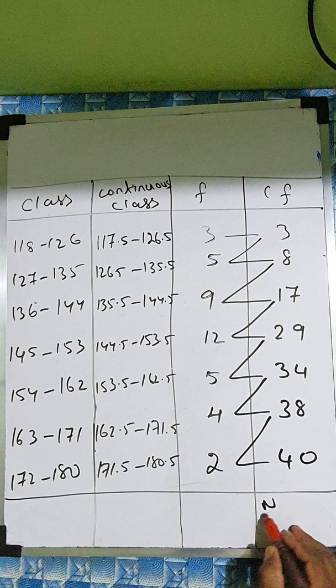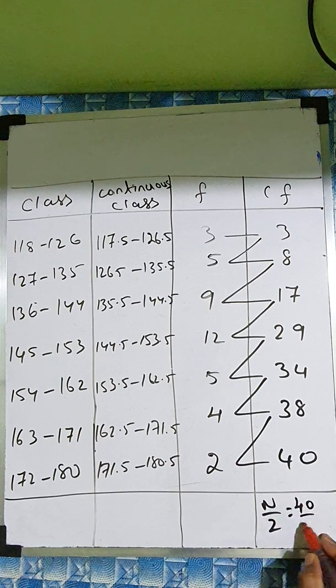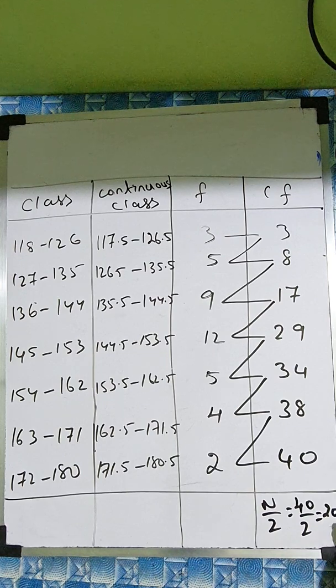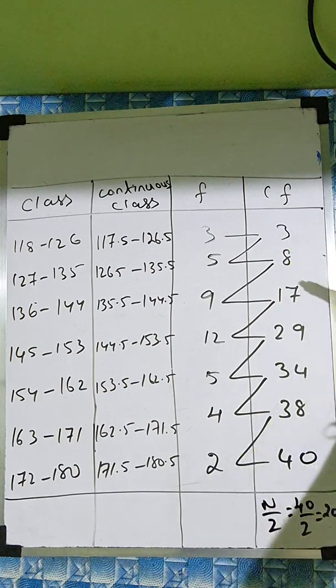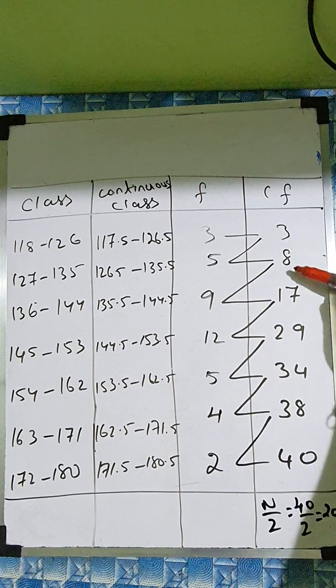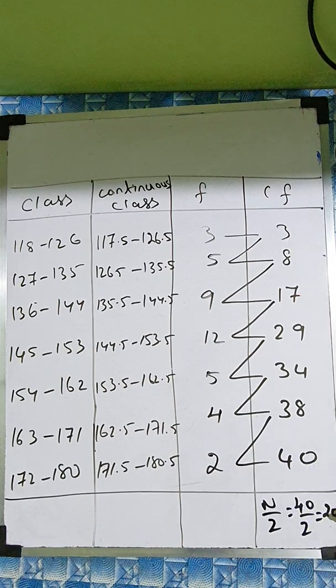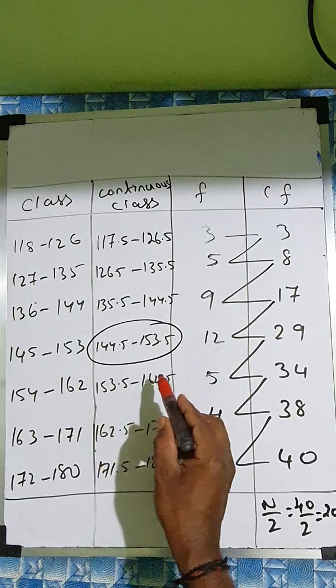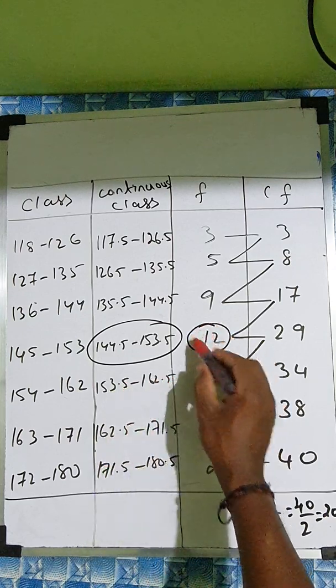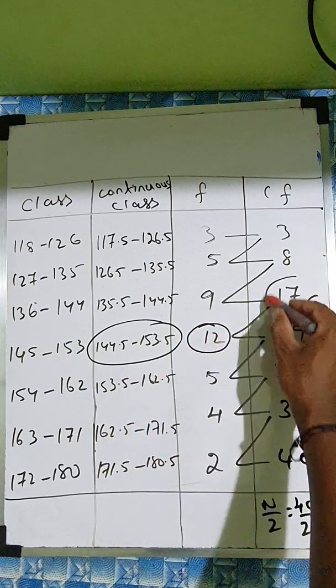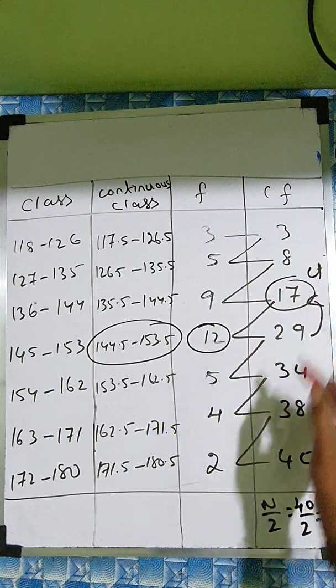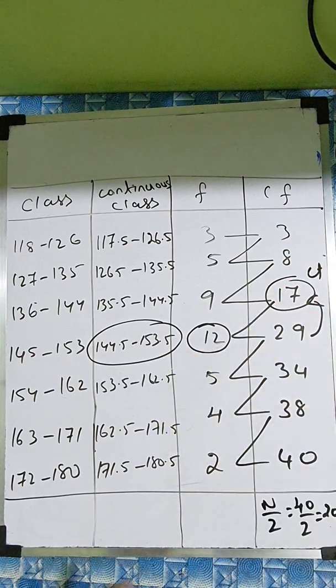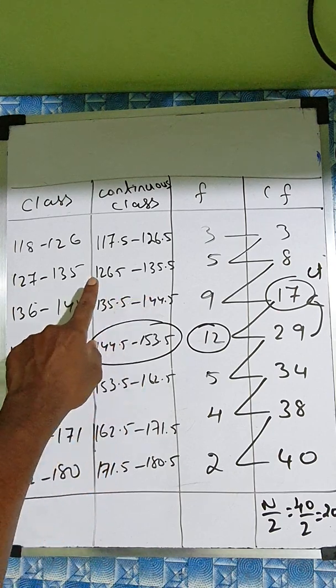So n by 2 is 40 by 2, which is 20. So which class will we take? For 20 we can't take 17; even if it were 18, we cannot take 17, we go to the next class only. So we take the class 144.5 to 153.5, the frequency is 12, and the CF is the one before, which is 17, and H, the class size, is 126 to 117.